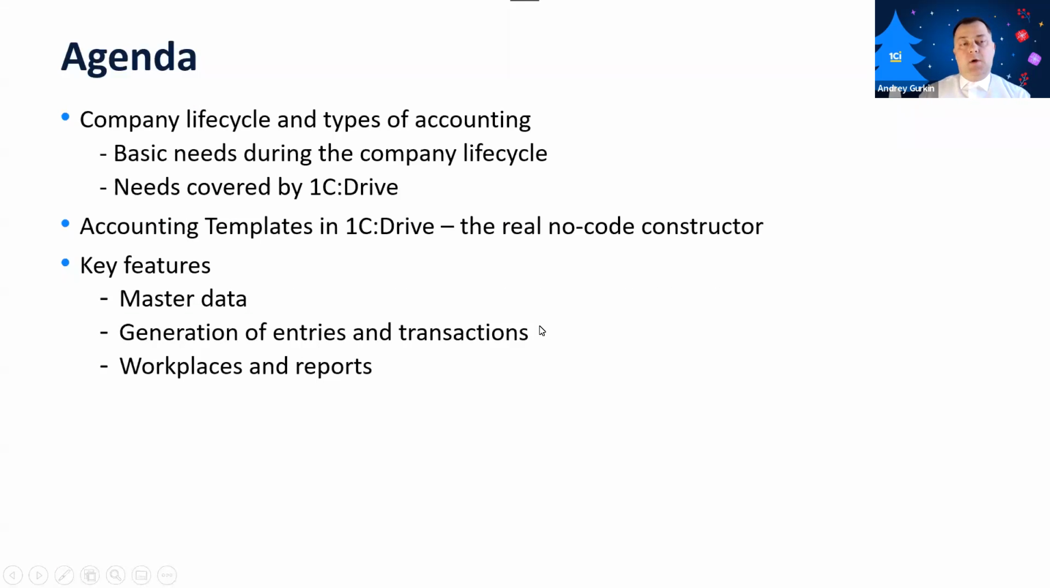We will start from the company lifecycle and the types of accounting that accompany all the stages. So we will start from the basic needs during the company lifecycle and how we can cover them by 1C:Drive capabilities. Then we switch on to the benefits of our new capabilities, which you will see, and we can dive deeper into key features. So we will start from the master data. What shall we specify in our system to generate all the entries, and which new workplaces and new reports will you see. And after that we will start the Q&A section where my colleagues will help me with the answers.